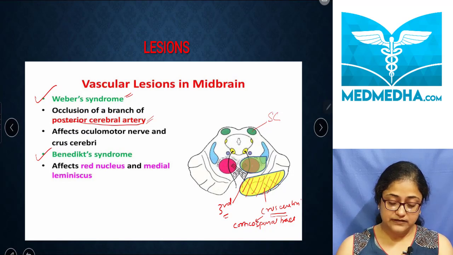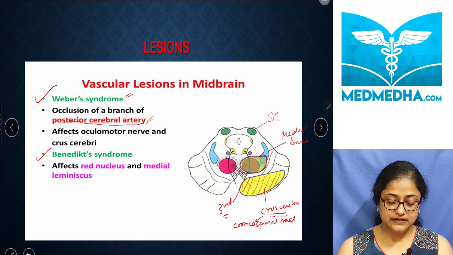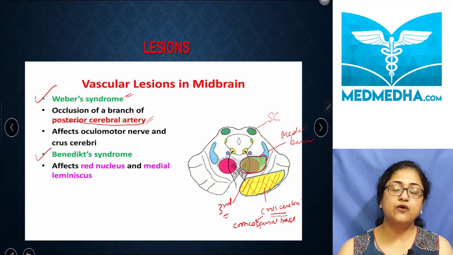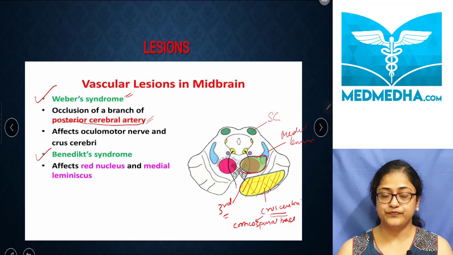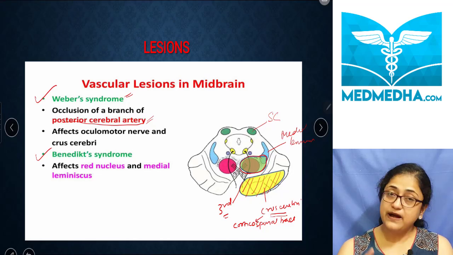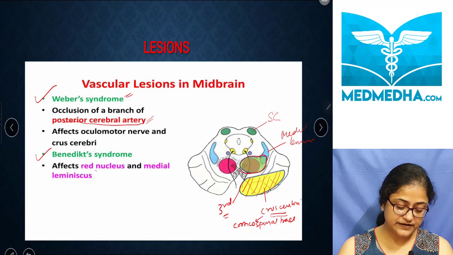Now, the red nucleus, and lateral to that, this blue structure that you can see, is known as the medial lemniscus, and this is affected. So, this can also be affected along with the third nerve in a separate syndrome, known as Benedict syndrome. In Benedict syndrome, apart from the third nerve, two more structures are affected: one is the red nucleus, another is the medial lemniscus.